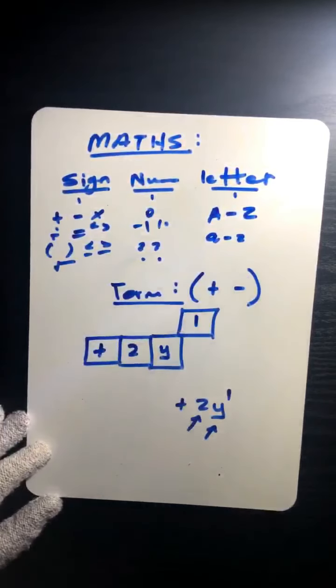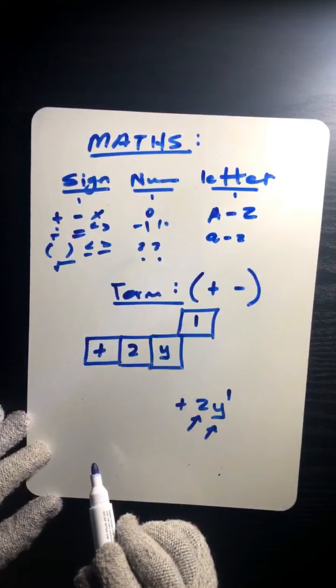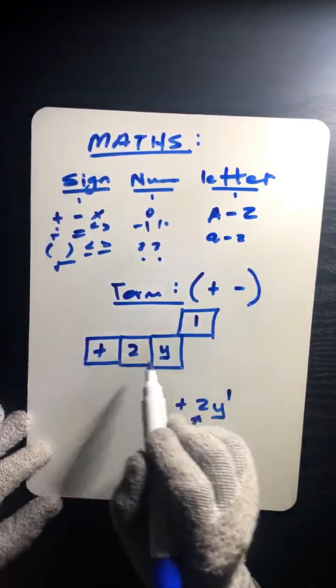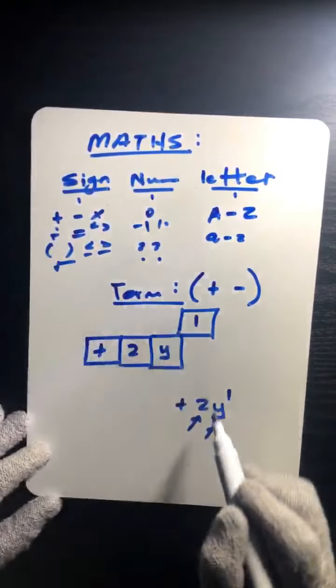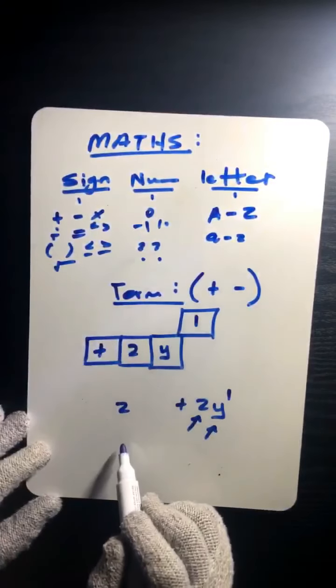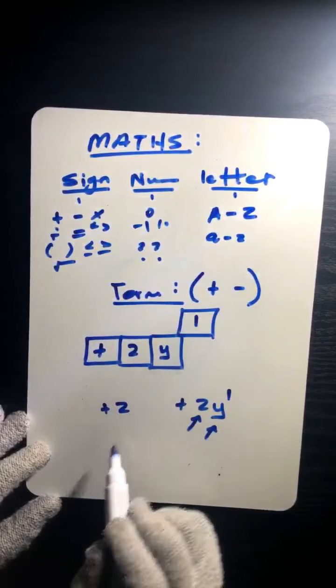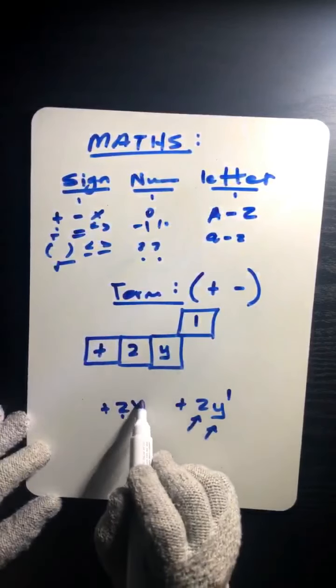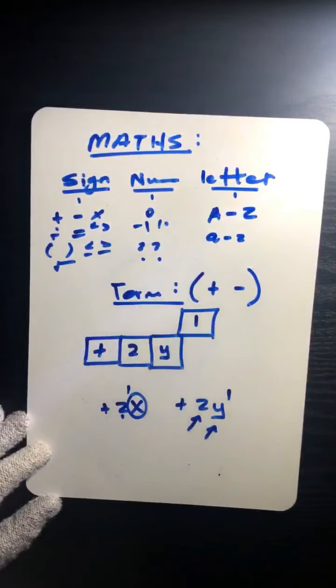So that means a term is made up of 1, 2, 3, 4 parts, but it doesn't necessarily mean that you're always going to have 4 of these. You can just have a 2. If it's a 2, it means it has a sign which is an invisible positive, a number which is 2, no letter there, but a power which is an invisible 1.